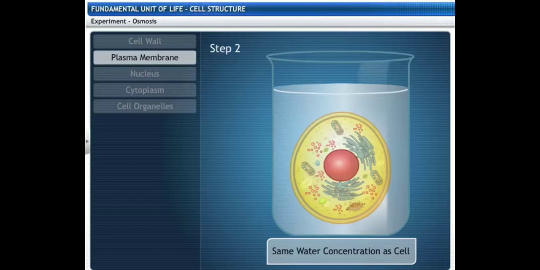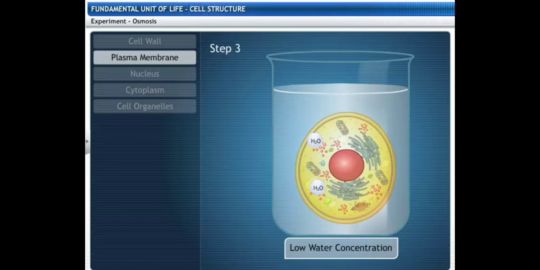If the medium has the same water concentration as the cell, there is no net movement of water through the membrane and the cell stays the same size. Such a solution is known as an isotonic solution.